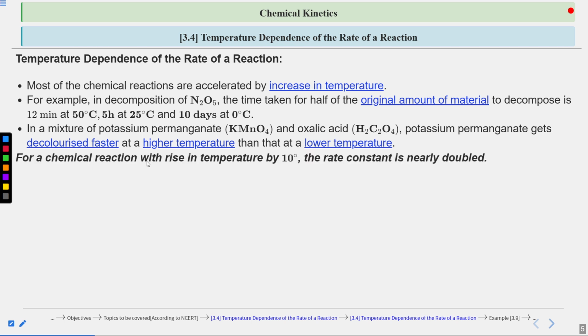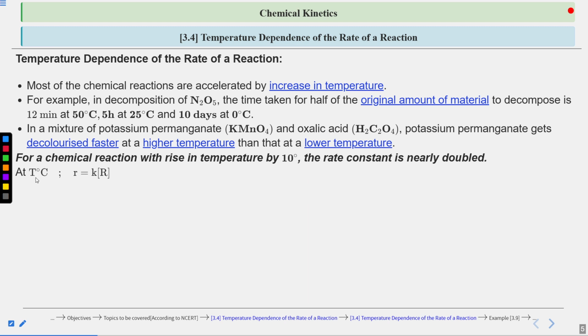For a chemical reaction, with a rise in temperature by 10 degrees Celsius, the rate constant is nearly doubled. As I said, temperature affects the rate of reaction, and it is also mentioned that for any chemical reaction, if you raise the temperature by only 10 degrees Celsius, the rate constant of that reaction will be doubled.